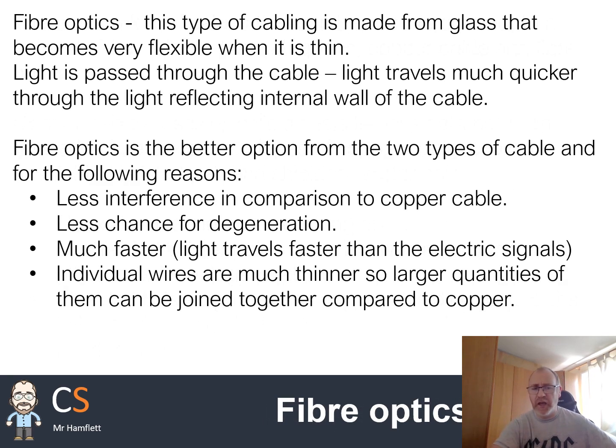Fibre optic gets a lot less interference, can go for much longer distances, and can have a higher bandwidth, but obviously it's a lot more expensive. So it's really important that we, again, choose the right cable for the right job. Copper will be used for connecting computers as standard, whilst fibre optics tends to be used for connecting buildings.